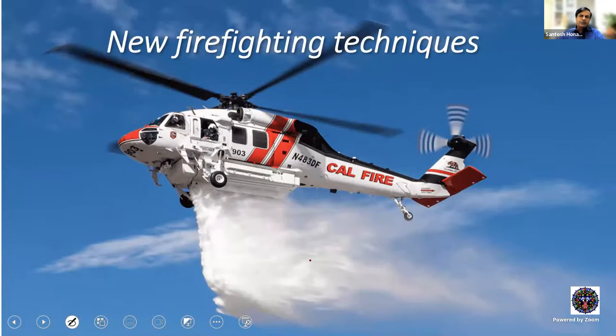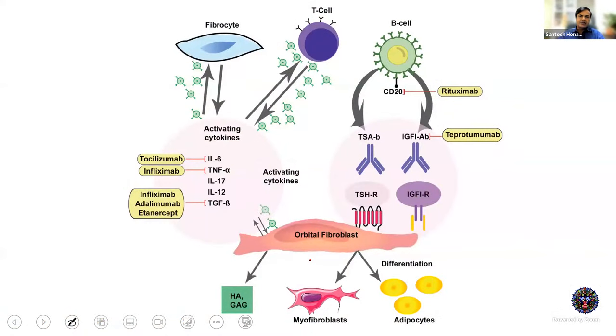Now, for management, there are some recent advances, newer firefighting techniques, and these happen to be immunomodulators. Now, there are three players in thyroid disease, right? So one is, of course, fibroblast and B cell and T cell. Now, can you explain this? Everything is obvious here, but do you want to explain? Looking at this, if you have done some background reading, then possibly you can explain. Who wants to try? Can you explain this?